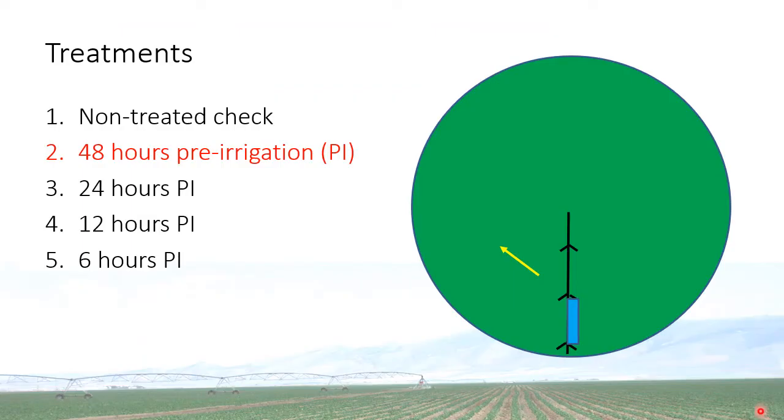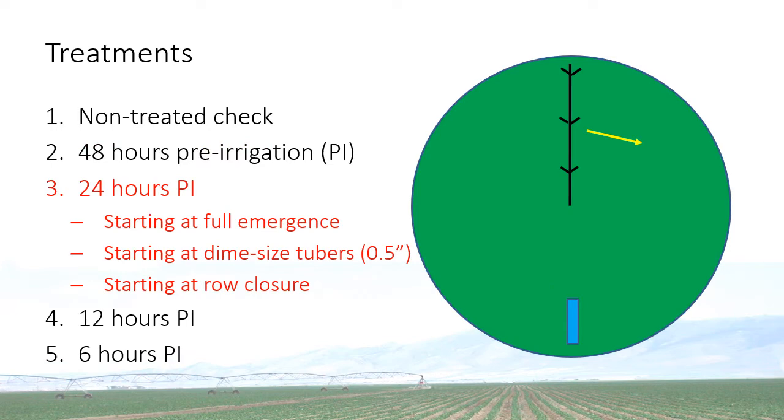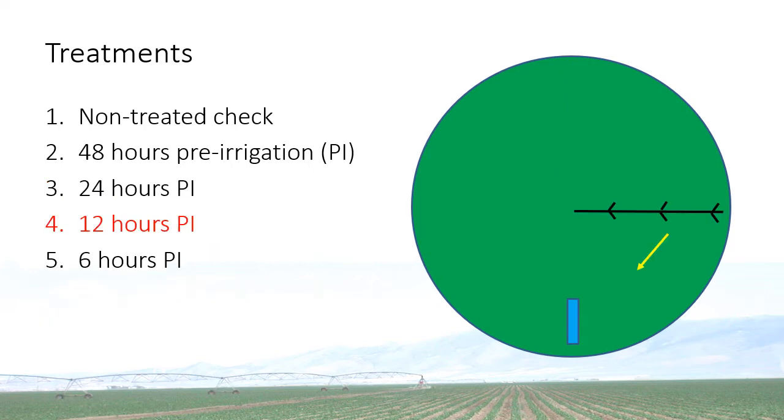The experiment that we set up looked something like this. We had a trial that we put down here next to where the pivot would start, and then the pivot was turned on a 48-hour revolution, and we would go out and spray certain plots there right as the pivot was started. We would also spray some 24 hours before the pivot was going to cross the trial. And we had different treatments here also. Some programs we sprayed when the plants were at full emergence. Some we started at dime-sized tubers, about a ½ inch in diameter, and others were started at row closure. We had some plots that were also treated 12 hours before the pivot would cross the trial, and some that were treated at 6 hours.